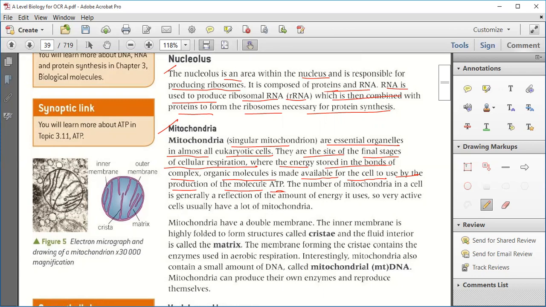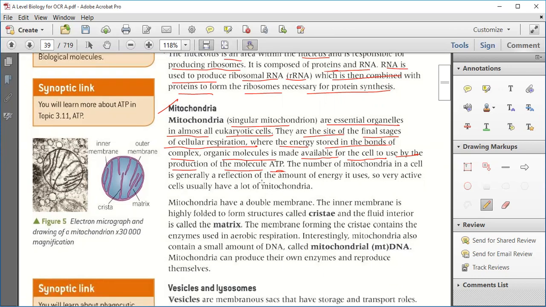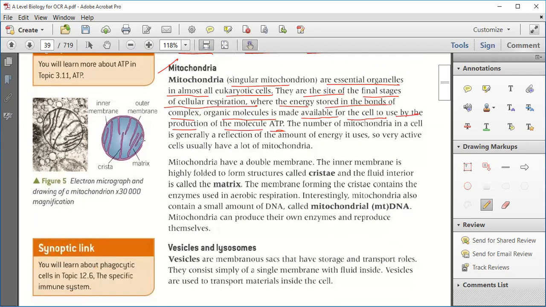Is that clear? Any doubt in this? Am I audible? Okay. Now, mitochondria have a double membrane. The inner membrane is highly folded in the form of a structure known as cristae, like this. So mitochondria have a double layer.